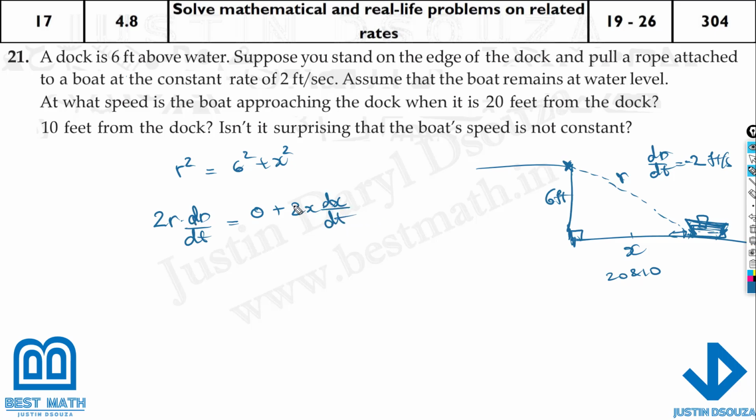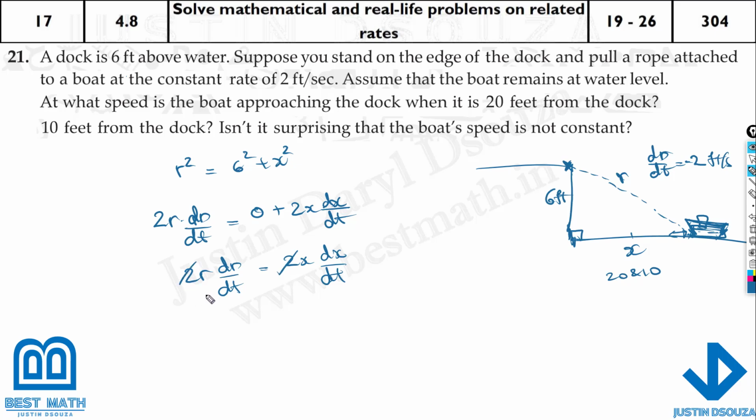Now we have this information. What do they want exactly? They want us to know at what speed the boat is approaching the dock. So this is what they want: the rate of change of the distance x, that's speed. So here we have 2r into dr by dt, isn't it? So let's substitute what we know. But before that, let's simplify how much we can. See, this 2 and 2 cancel off, so it's r dr by dt equal to x dx by dt.